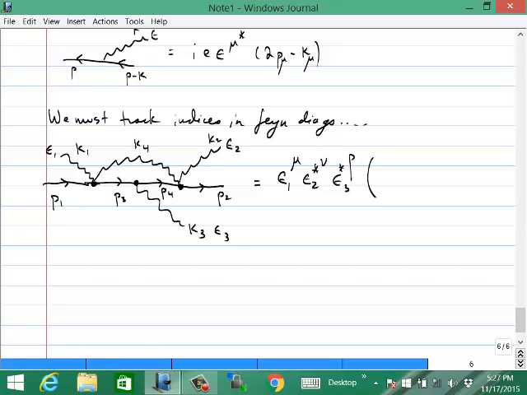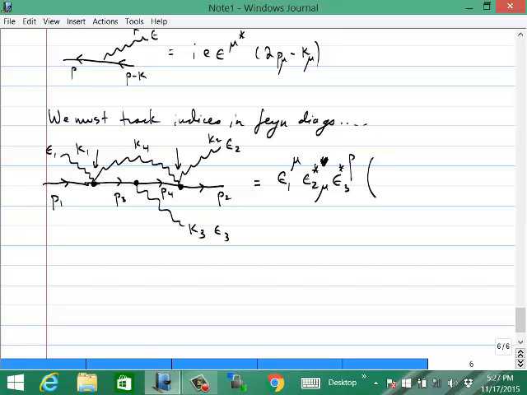K4. And if you look at how the indices are contracted, I'm out of time, so I don't want to go through it in too much detail. But you have a factor of the metric here, along with a factor of the metric here. So that's going to end up contracting the epsilon 1 and the epsilon 2 vectors together. So you're going to get something like that.